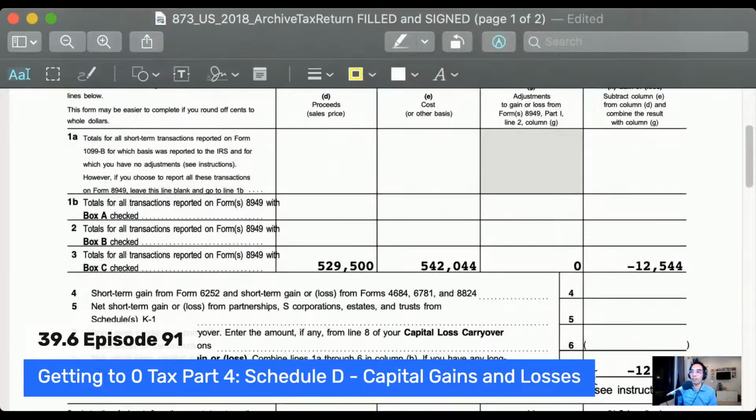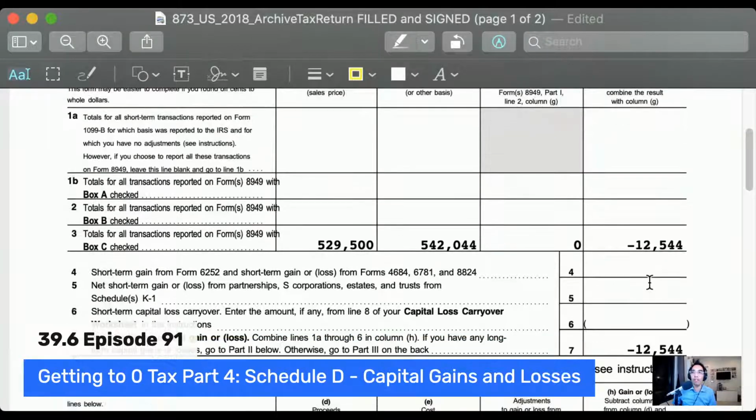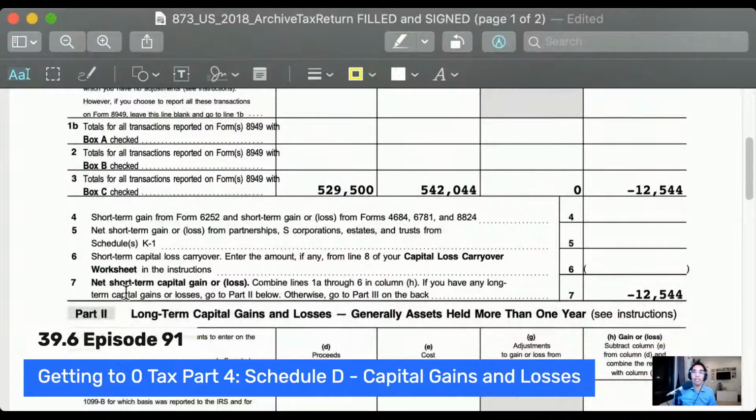Sorry, I just realized it's not showing up. There we go. $542,044. If you subtract how much it cost from the amount you get, that will give you your capital gain. Well, in this situation, that is a negative number, negative $12,544. So in line 7, where it says net short-term capital gain or loss, it is negative $12,544. We were able to harvest $12,000 of losses.